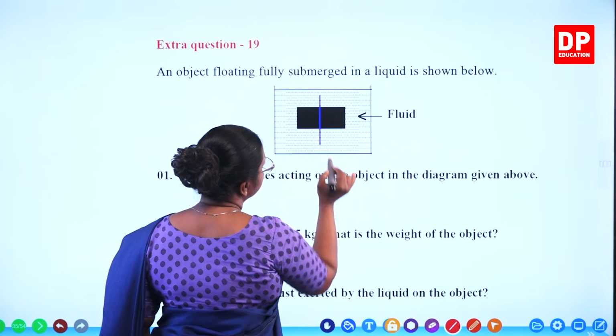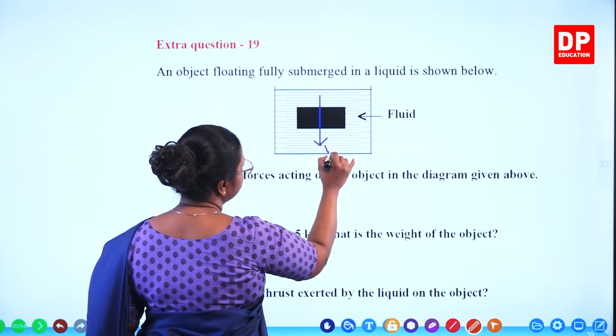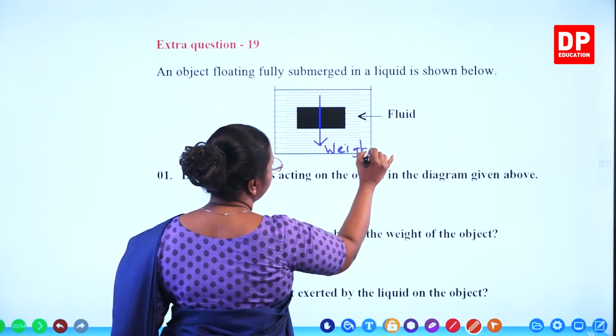So there are two forces acting. The force that is acting downwards, what is it? It is the weight of the object.